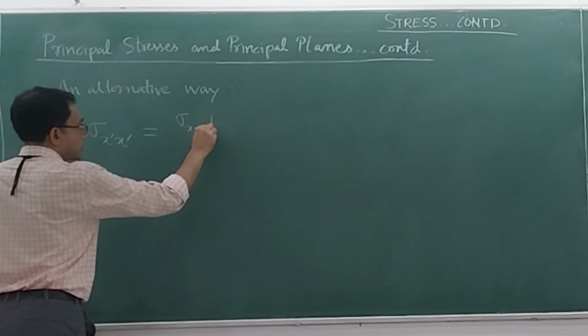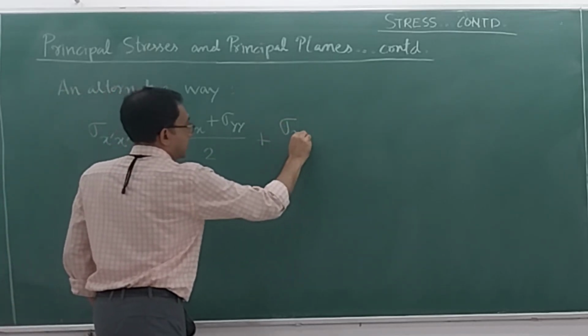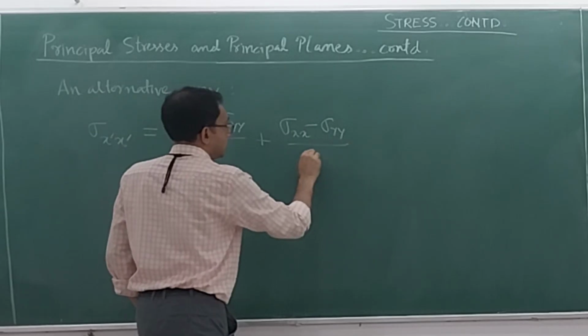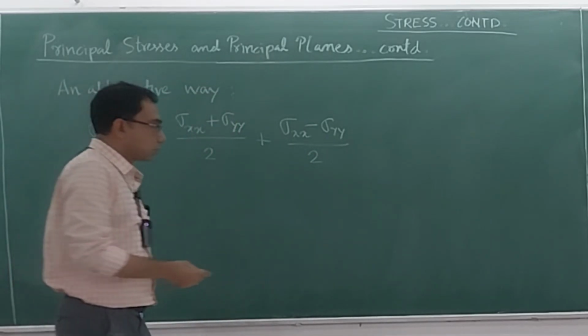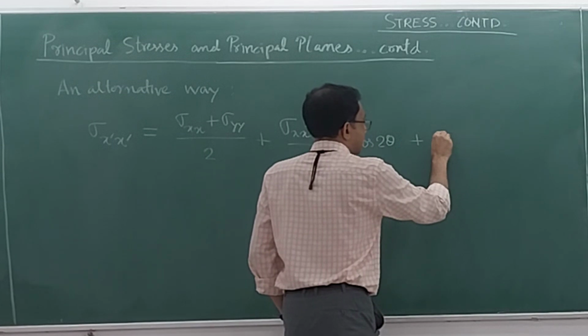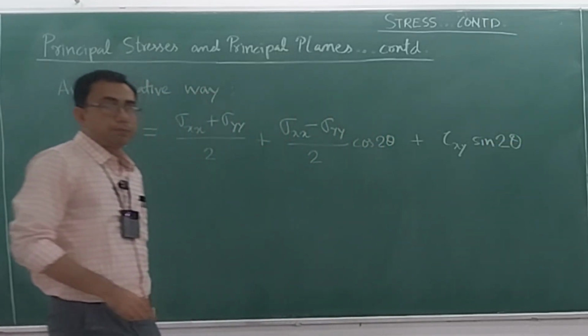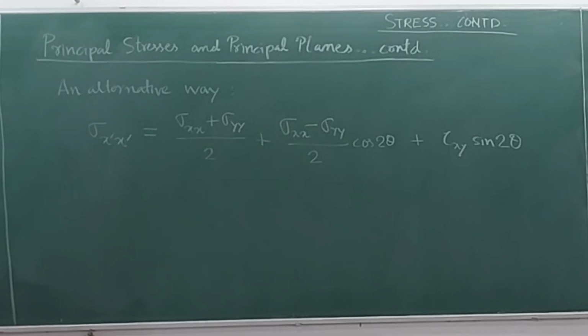If you look at yesterday's notes, you will see this: sigma xx plus sigma yy by 2, plus sigma xx minus sigma yy by 2, cos 2 theta, plus tau xy sin 2 theta. The idea in this alternative way is to see that if we differentiate this sigma x dash with respect to theta, maybe we'll find something useful.